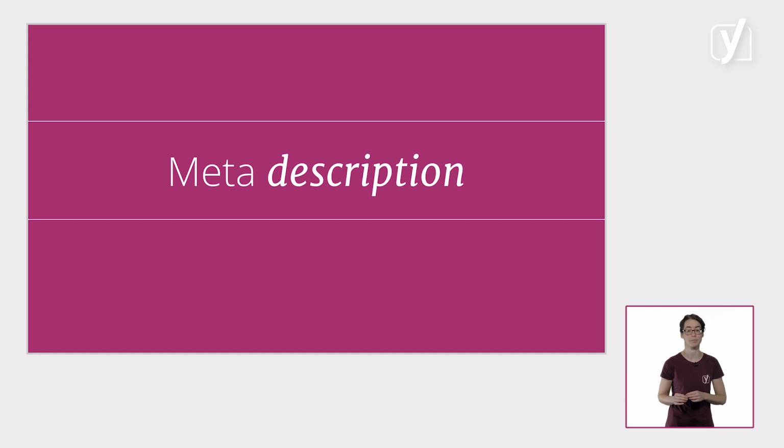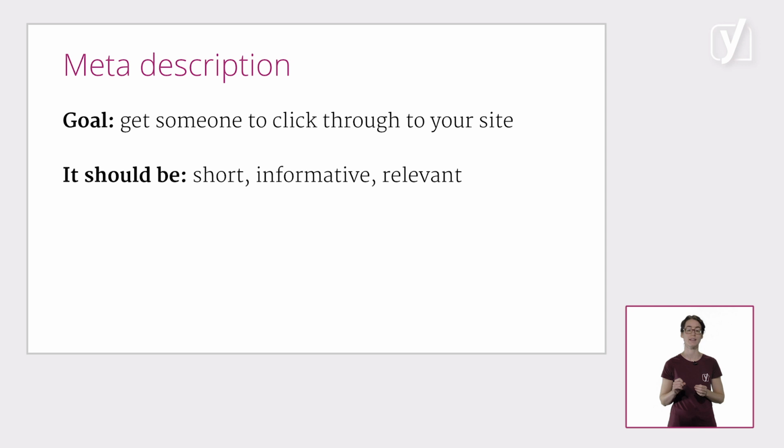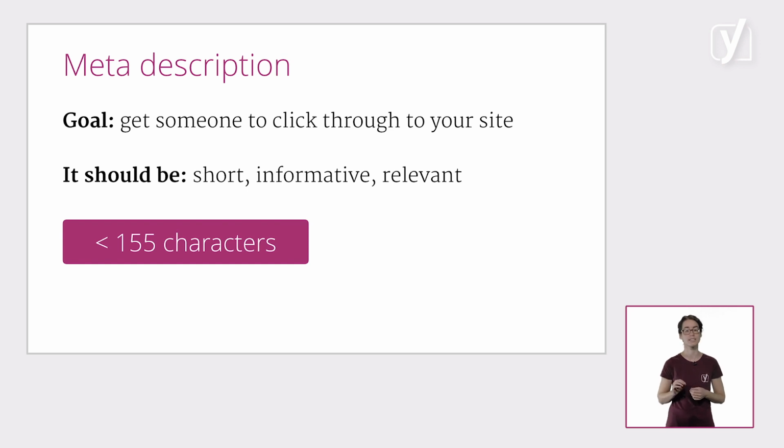Finally, there's the meta description. You can compare the meta description to a pitch, in which you try to persuade someone to do something. In this case, you want someone to click through to your site, and therefore your description should be short, informative, and relevant. It should tell your reader what they will find on your page and why that is relevant for them. Make sure that your description does not exceed 155 characters.